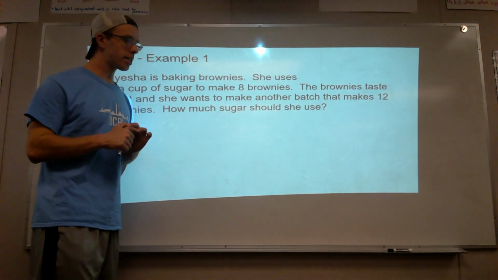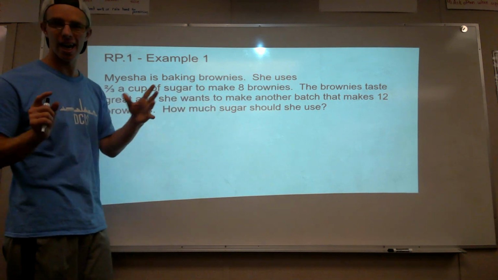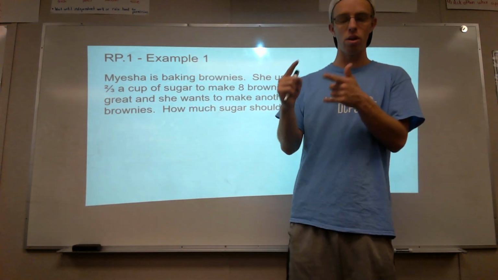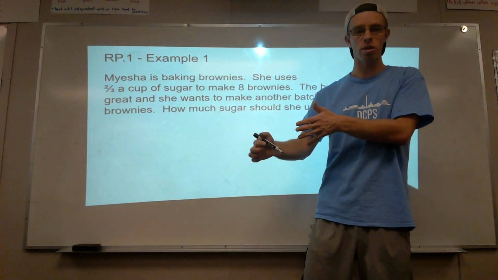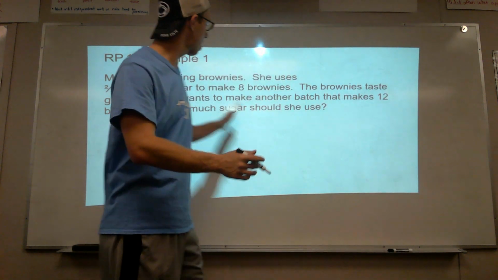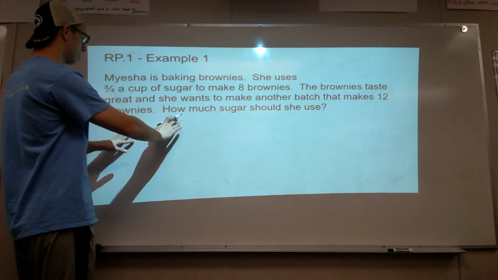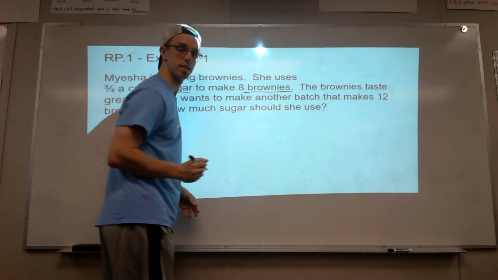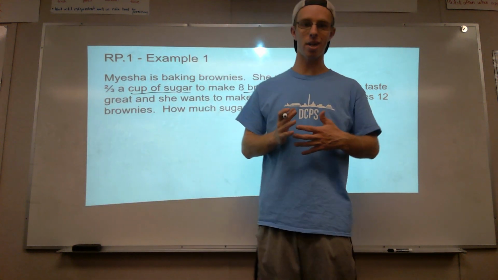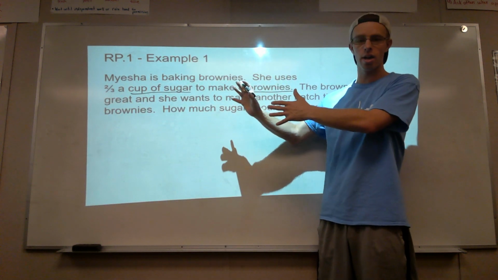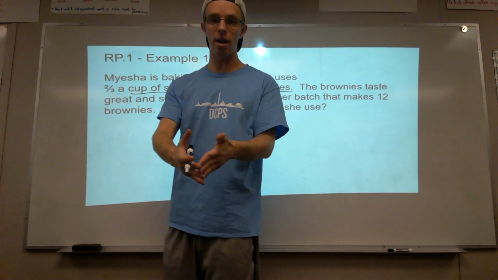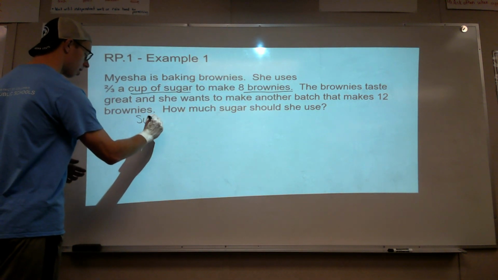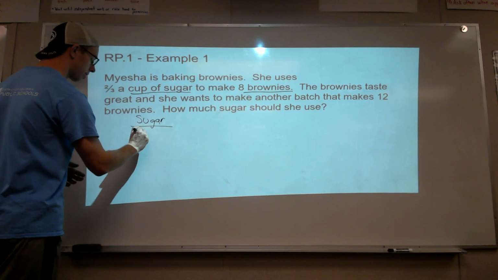So anytime we approach these kind of questions, and I kind of already gave it away for this one, we'd say, what two things, or what two units, or what two variables are we talking about here? Well, here we're talking about cups of sugar and brownies. Those are the two things that we're talking about here. Cups of sugar and brownies. So I'm going to set up a ratio. A sugar to brownies ratio.